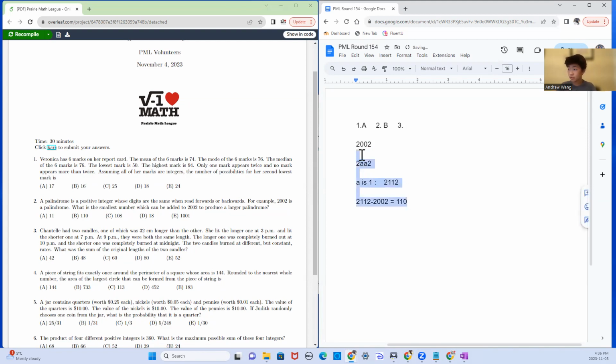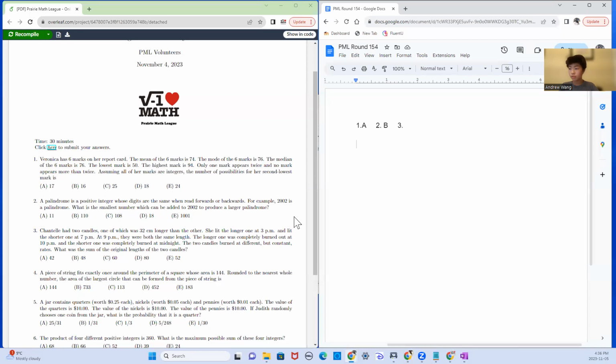Let's move on to question 3. Chantel had 2 candles, one of which was 32 centimeters longer than the other. She lit the longer one at 3 p.m. and lit the shorter one at 7 p.m. At 9 p.m. they were both the same length.